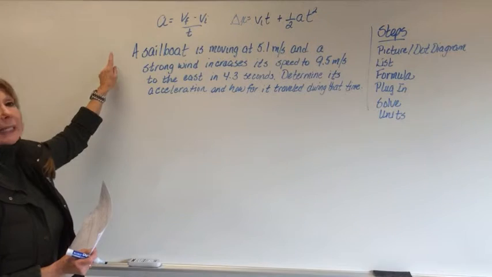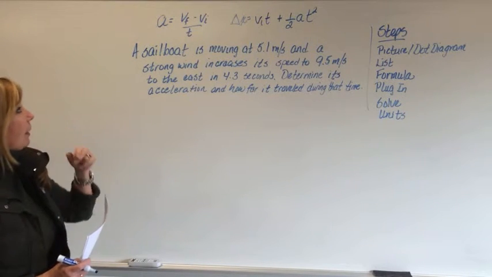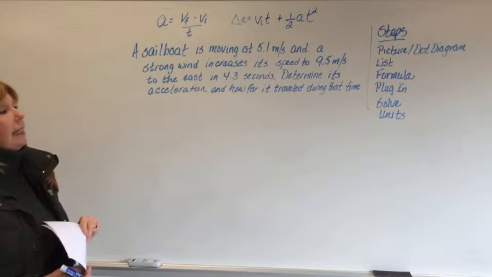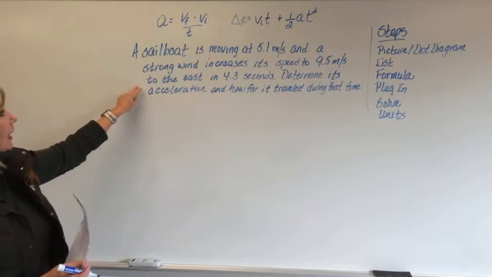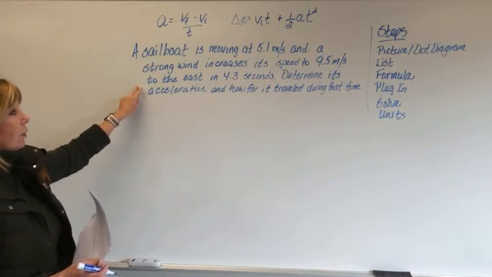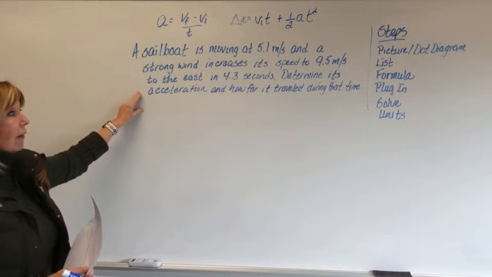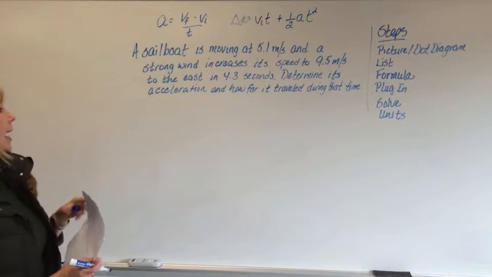Today's problem is: a sailboat is moving at 5.1 meters per second and a strong wind increases its speed to 9.5 meters per second to the east in 4.3 seconds. Determine its acceleration and how far it traveled during that time.